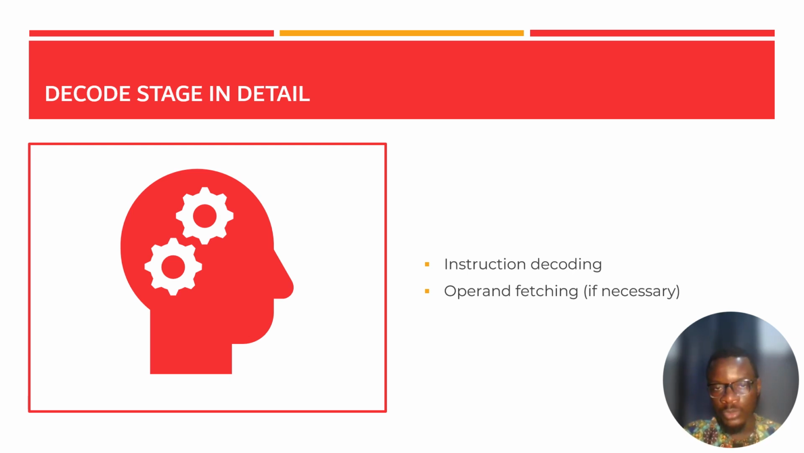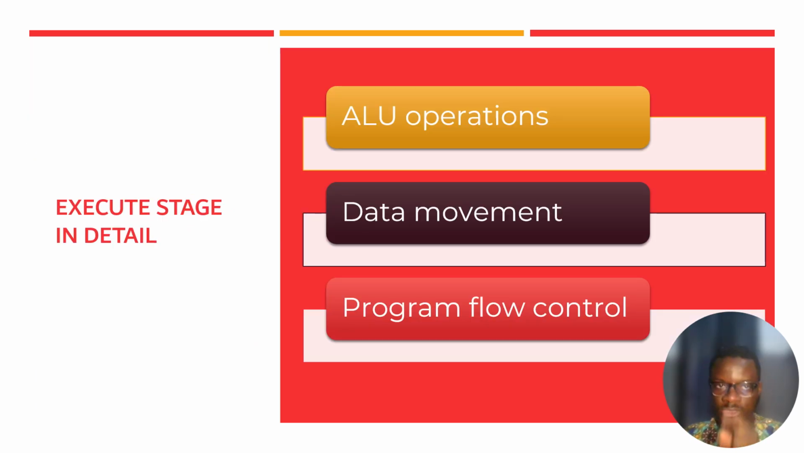You actually work on it on its own. Then the control unit prepares the necessary control signal for the execution stage. So it will now prepare the control signal for the execution stage. Then we have the execute stage. It is where the actual operation takes place.